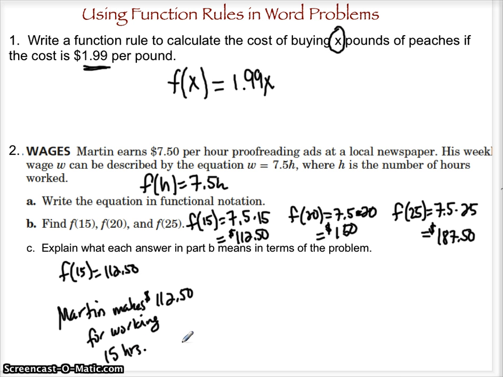It's always important to know, when you're evaluating a function, what does that tell you? So f of 20 tells you that Martin makes $150 for working 20 hours. And then f of 25, Martin makes $187.50 for working 25 hours. Okay, that's all that means. So that is part C.